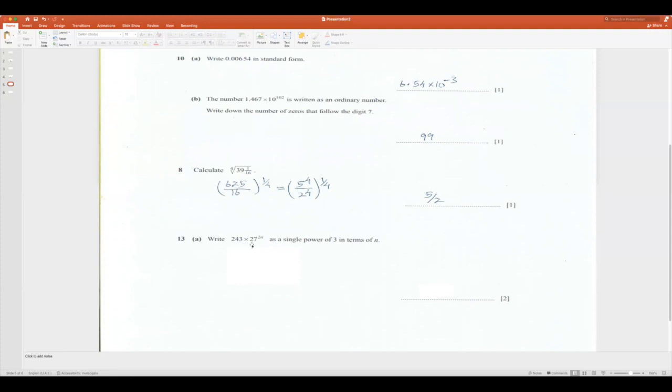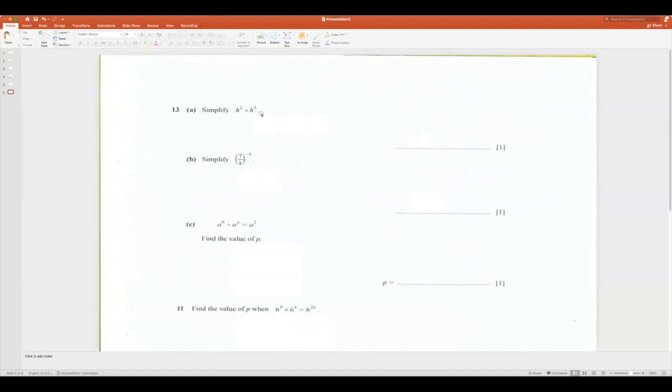Write 243 into 27 to the power 2n as a single power of 3 in terms of n. 3 to the power 5. 27 means 3 to the power 3. This base now same. Then 5 plus 6n is the answer. Simplify. h to the power 2 into h to the power 5. We know the rule. When multiplying the base is same, then this addition, 2 plus 5 is 7. h to the power 7. 7 over x into power of minus 3. If the power is minus, we have to take the reciprocal to get the plus power.